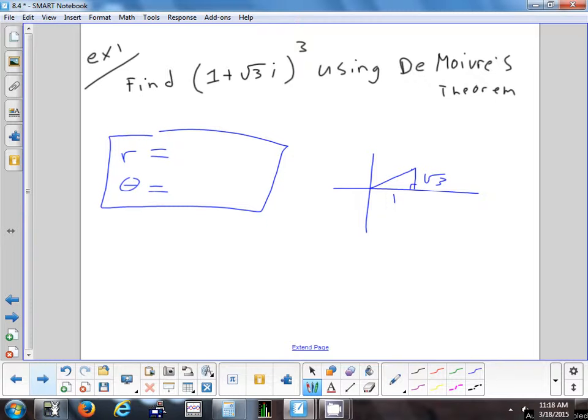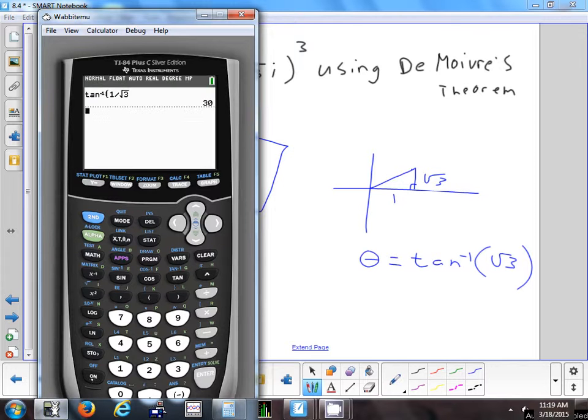First thing I'll do is find r. Use the Pythagorean theorem. Square root of 3 squared is 3. 1 squared is 1. 3 plus 1 is 4. Take the square root, 2. So my radius is 2. And my angle. Brianna, what's going to be the formula for my angle? The inverse tangent of square root of 3 over 1. Yep, square root of 3 divided by 1, so we'll just write the square root of 3. So, second, inverse tangent of square root of 3.